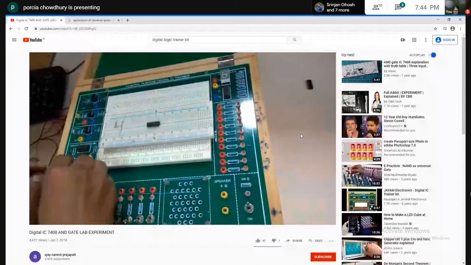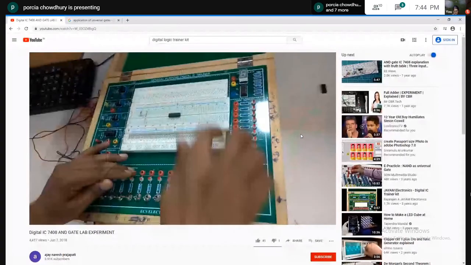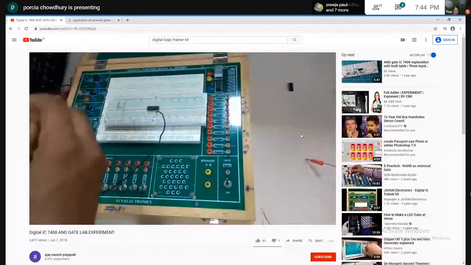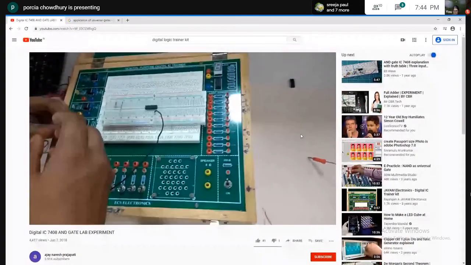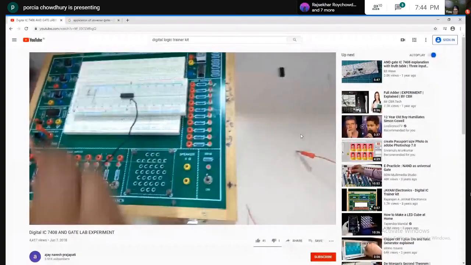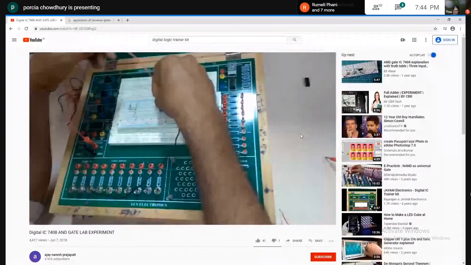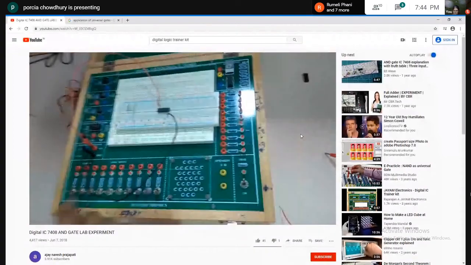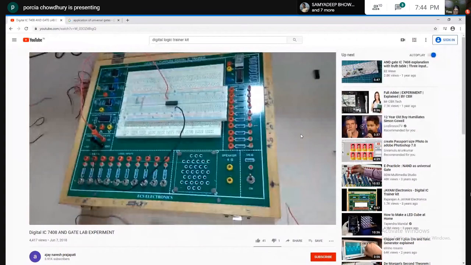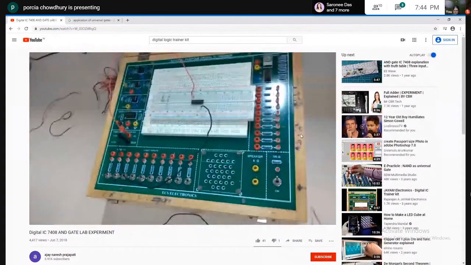So first we will connect the ground and VCC. From ground, we take one wire and connect it to pin number 7. Another one from VCC, we take one wire and connect it to pin number 14. So ground and VCC are connected. Now we will consider that 1, 2, 3 combination as input and output. So from the input line, we will connect two wires to pin number 1 and pin number 2.